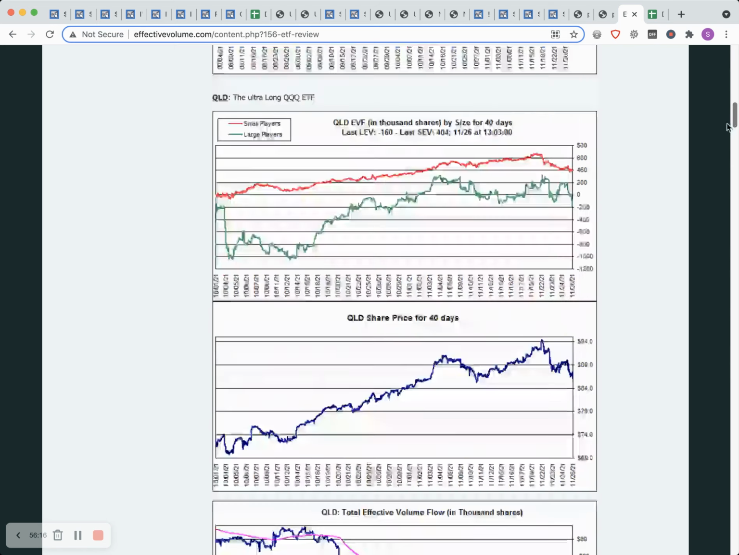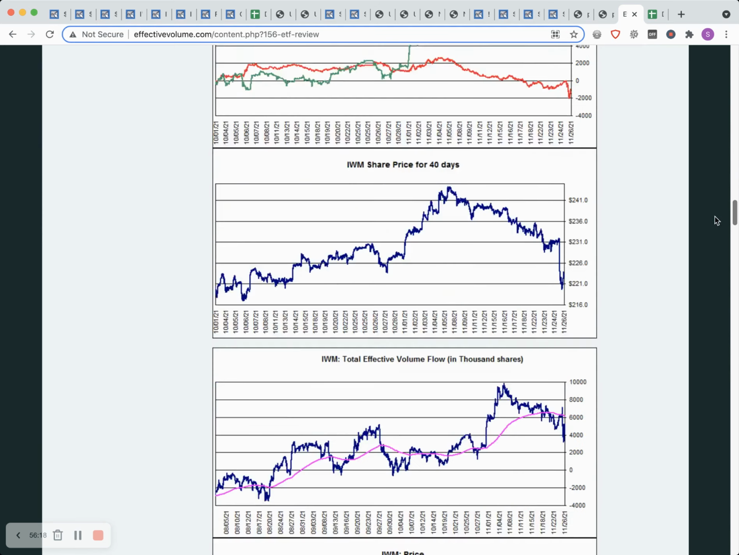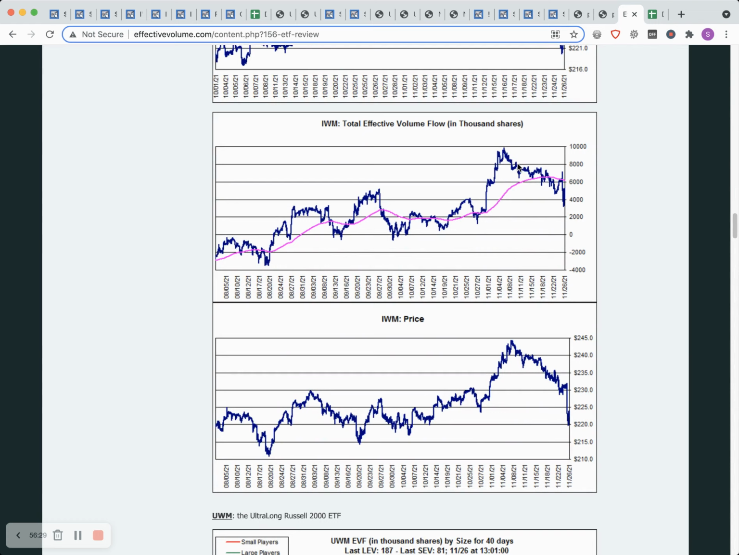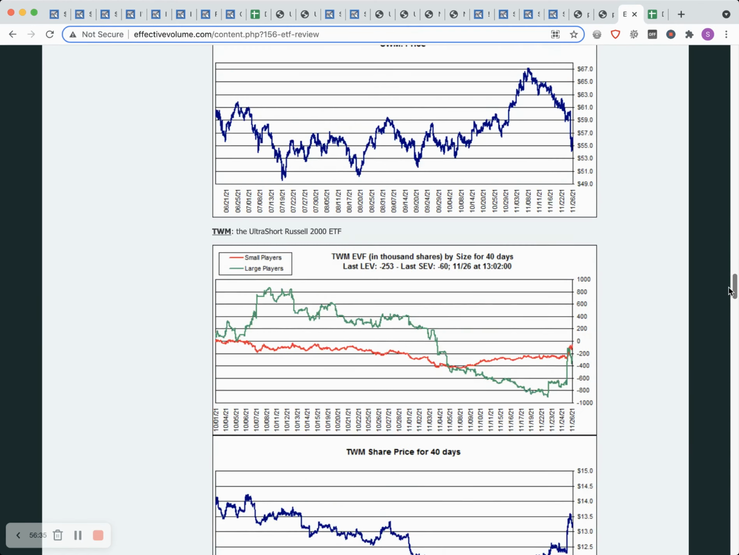It did come off a little bit there, but we've not yet made lower lows on that, so it's holding up fairly well. If we look at the IWM as the next one, you can see again pretty much going sideways. Small players have been selling off throughout November, but the large players have generally been holding up there. So again, we look at the cumulative chart of that. You can see it's got below its near-term moving average there, so potentially on a stage 4 on that one.